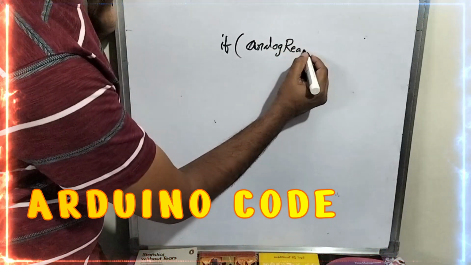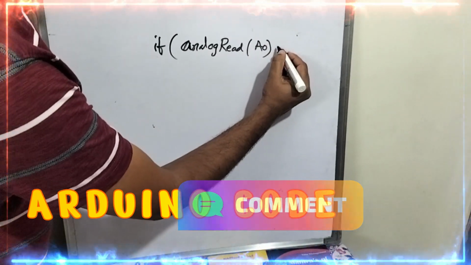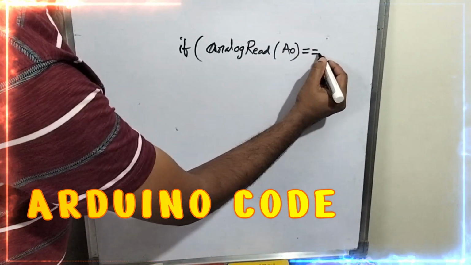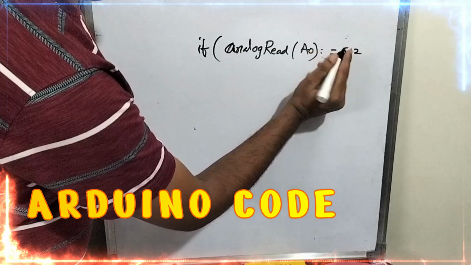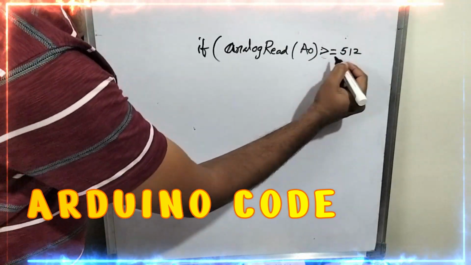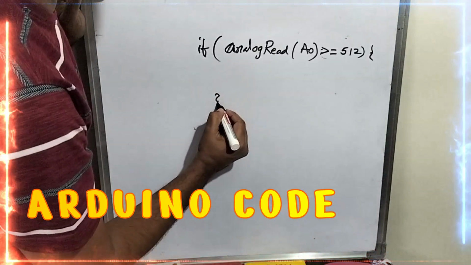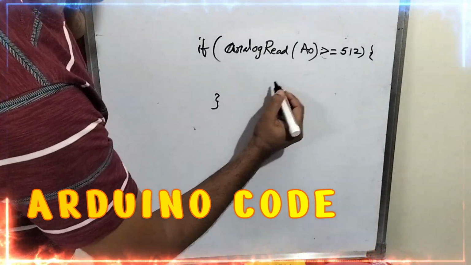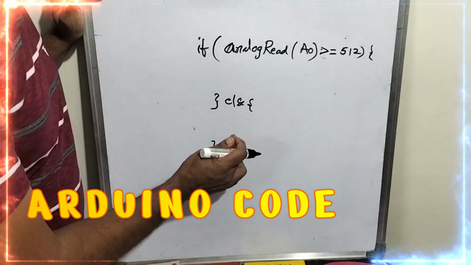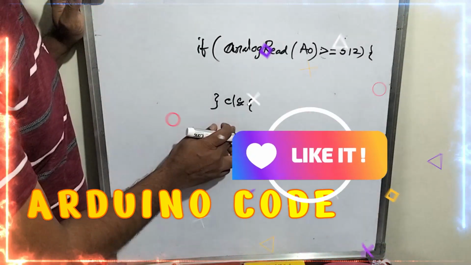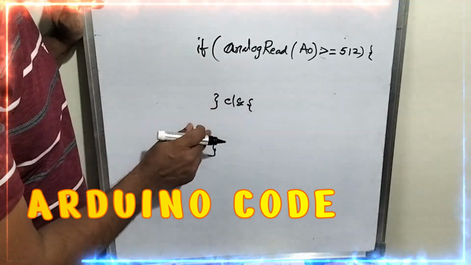analogRead of the channel. If you are giving it as double equal to 512, or greater than or equal to 512, you can mention this block for when the condition is satisfied, friends. Else, you can mention the block for when the condition is not satisfied here, friends. So this if condition is also important here, friends.